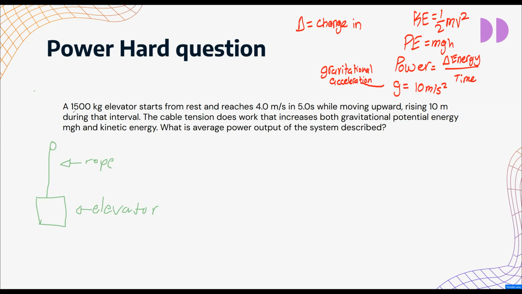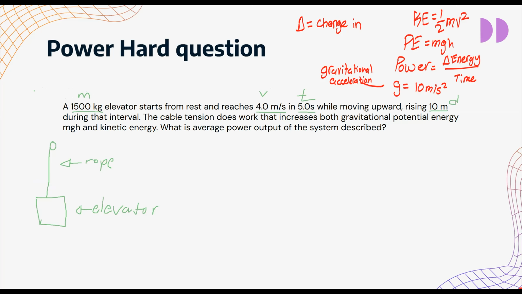Whenever I'm doing a physics question, I like to underline my units and the numbers they give us in the question. It's super helpful to know what values they give us. So a 1500 kilogram elevator, this is mass, starts from rest and reaches 4.0 meters per second. This is speed, or velocity, in 5 seconds time while moving upward, rising 10 meters, which is a distance.